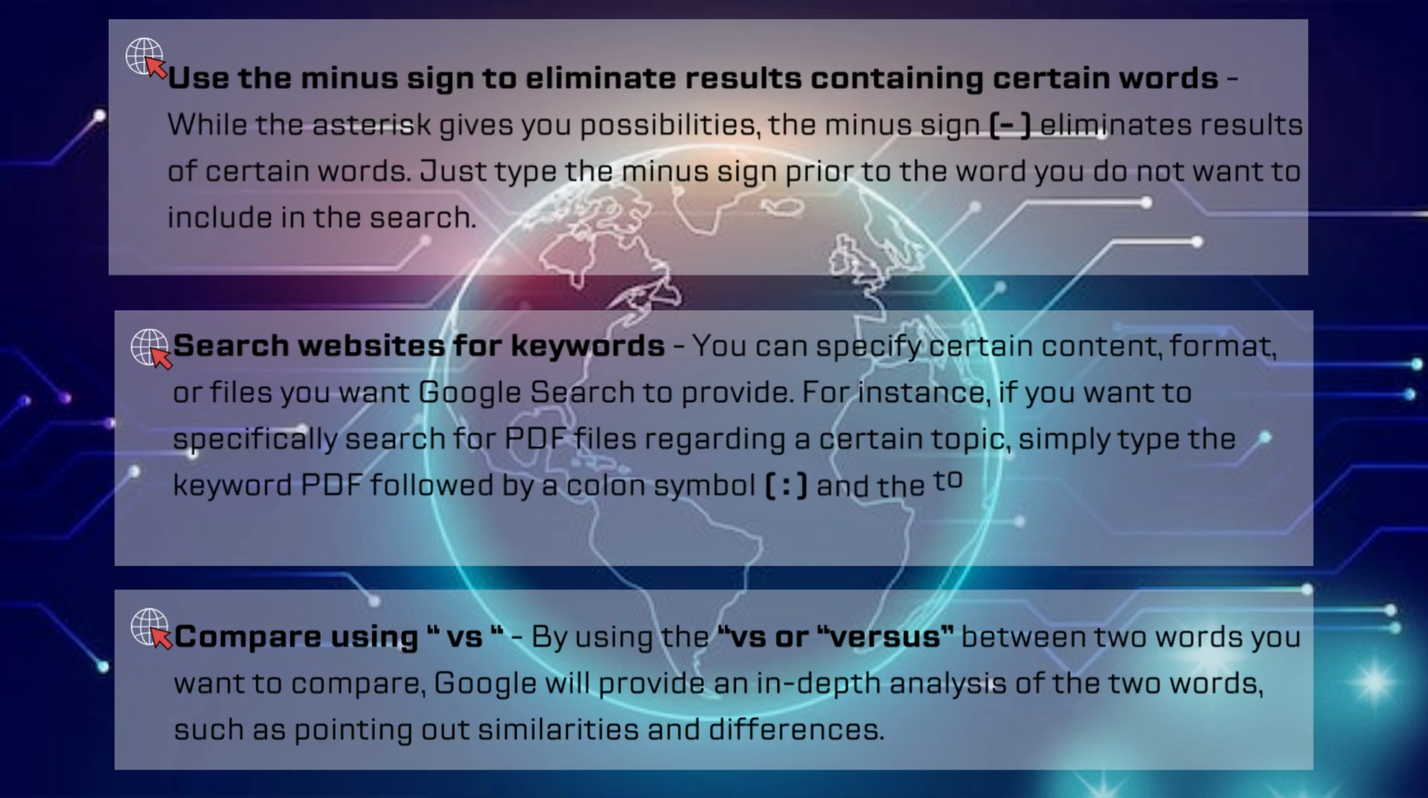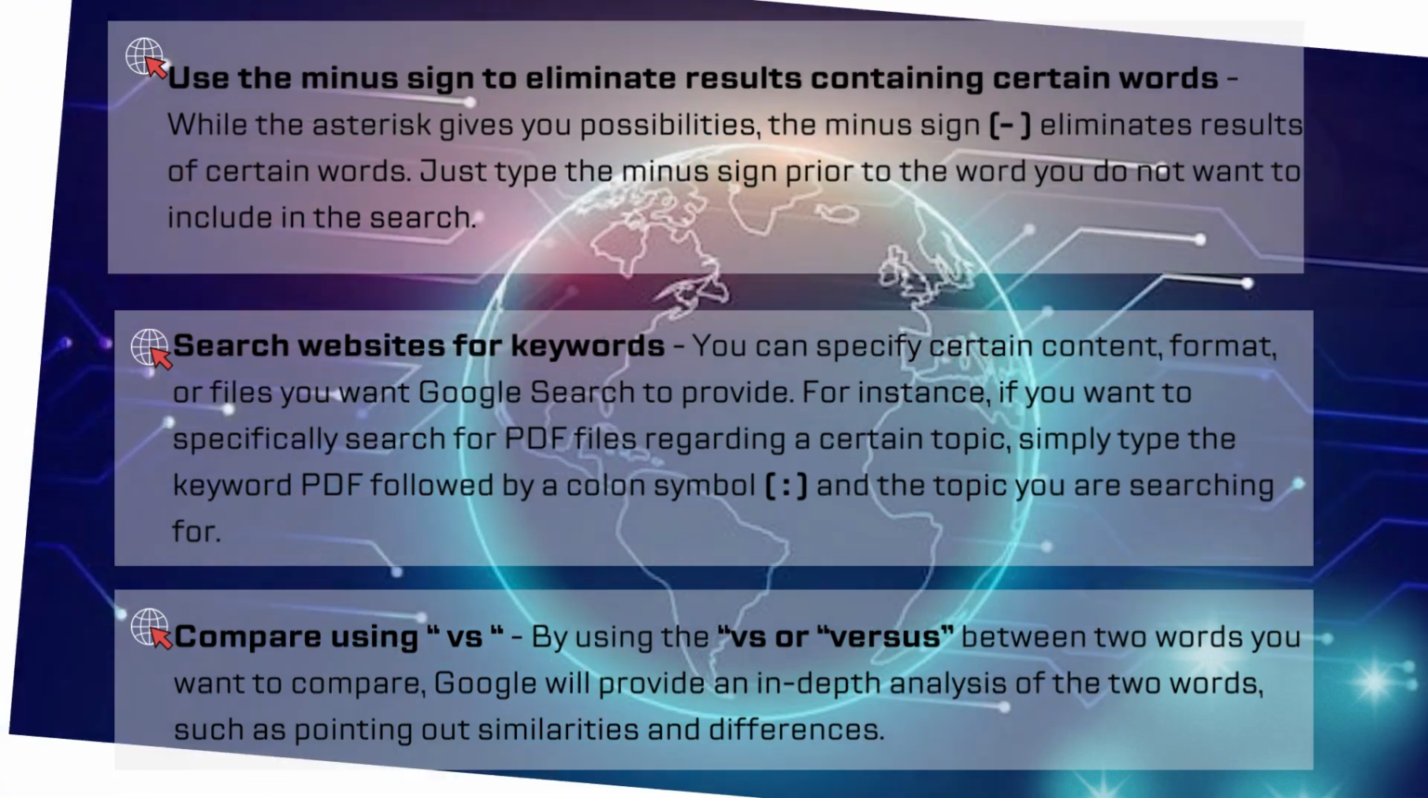Next is search websites for keywords. You can specify certain content, format, or files you want Google search to provide. For instance, if you want to specifically search for PDF files regarding a certain topic, simply type the keyword PDF followed by a colon symbol and add the topic you are searching for. Next is compare using versus. By using VS or versus between two words you want to compare, Google will provide an in-depth analysis of the two words, such as pointing out similarities and differences.